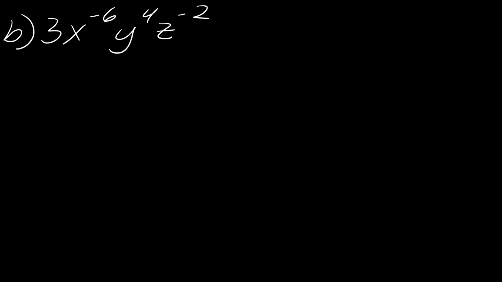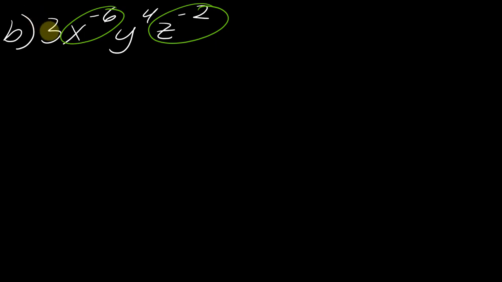Okay, now for B, so the thing with negative exponents in general is you can't have them in your final answer. So for this one, there's really nothing to simplify except you have a negative exponent here and here. So those need to move. Now remember, you don't have a negative exponent on the 3, so the 3 stays put.